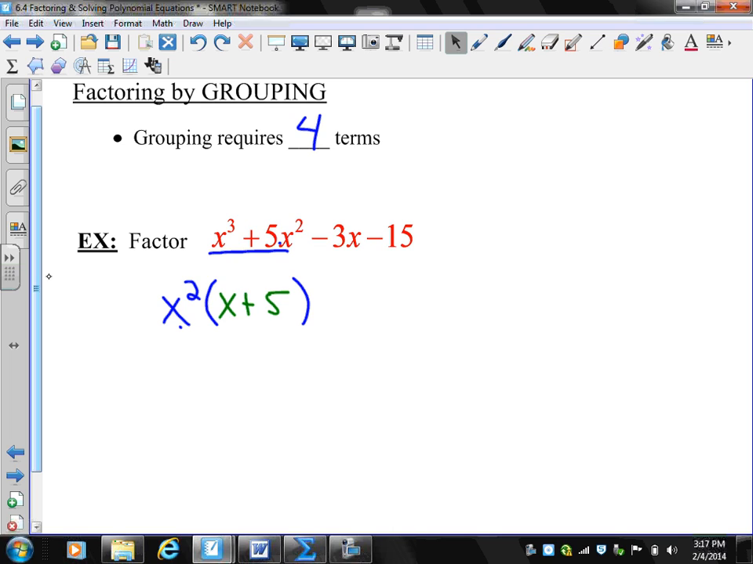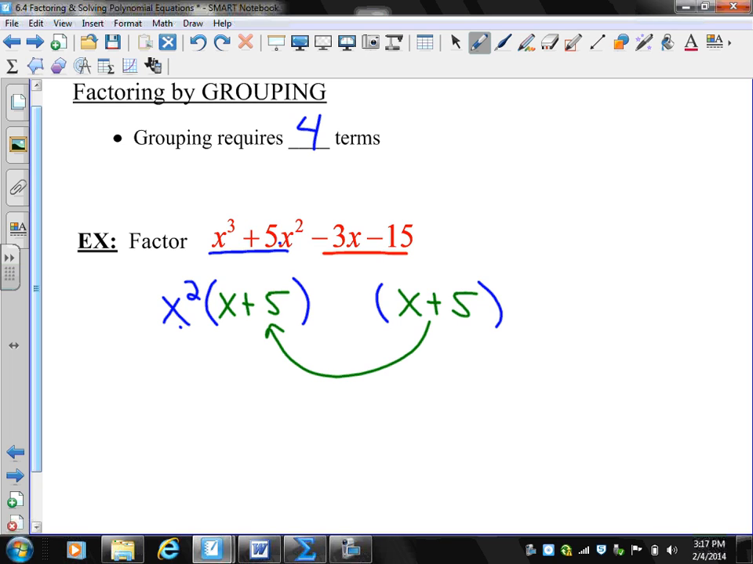I'm going to move over to my second group, and I'm going to pull out the greatest common factor. Over here, I definitely have a 3 in common, but here's a clue for us. You'll see this as you do more of these, why this needs to be the way that it is. What's left over here needs to be the exact same thing as what's inside this first parentheses.